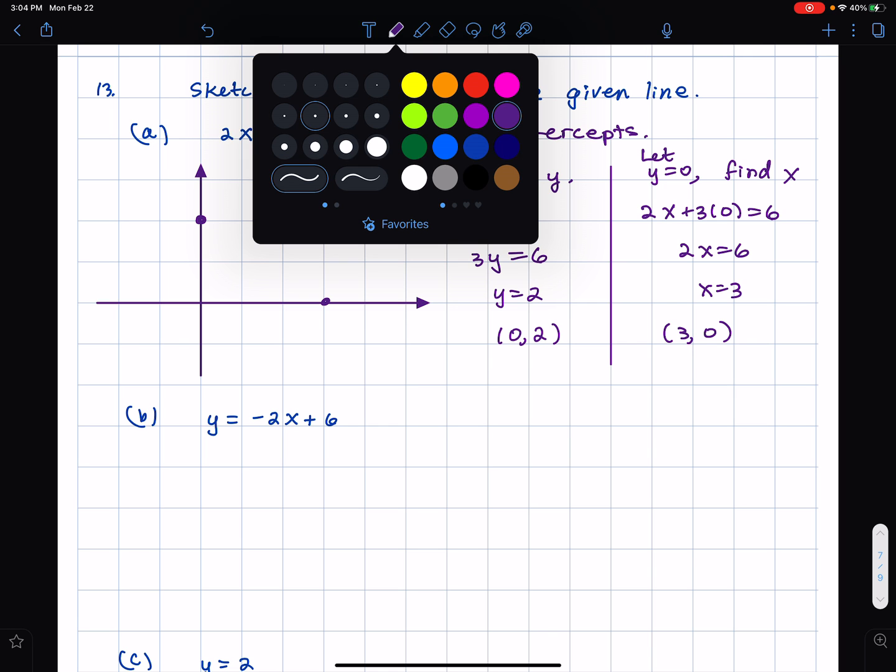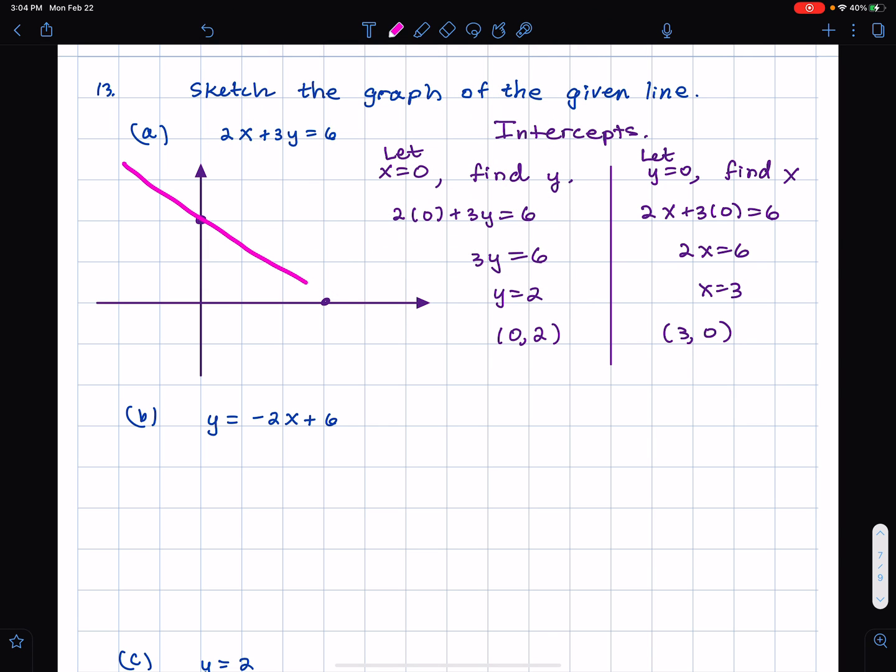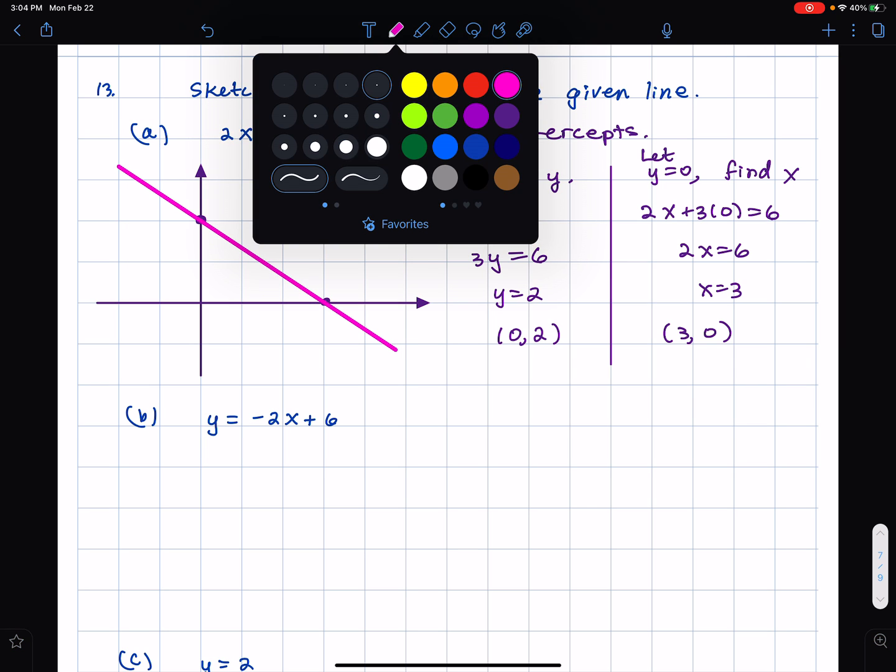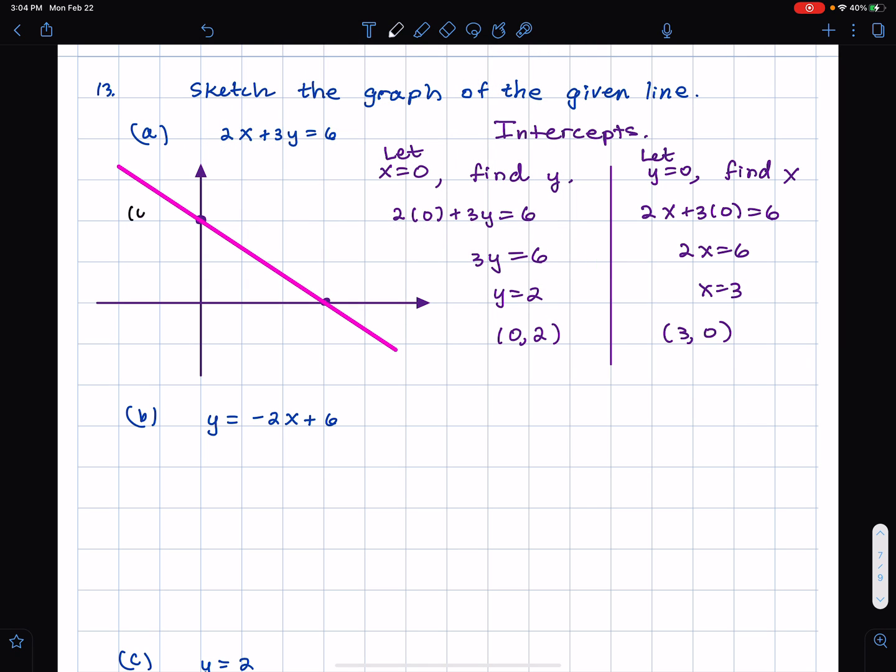And there's other methods where you can look at this line in this form. This form is called the general form of the line. And by looking at it, you can more quickly do what I just did there. But I think it's okay what I did.